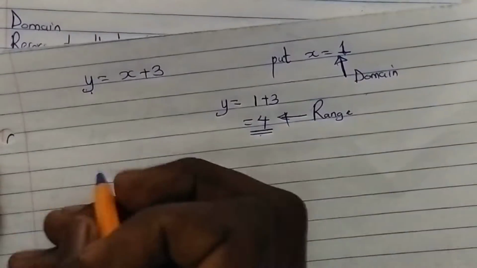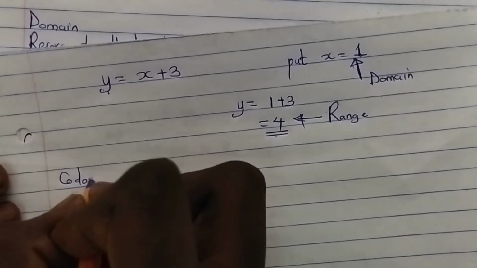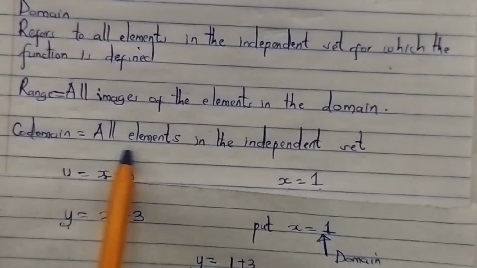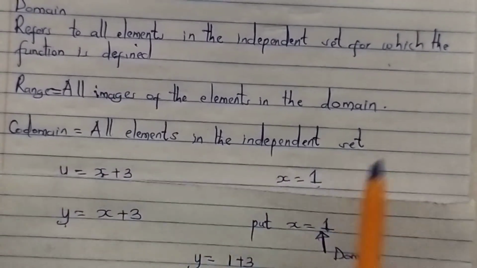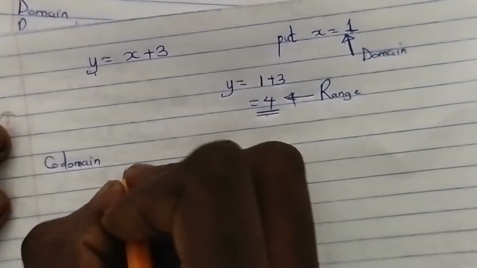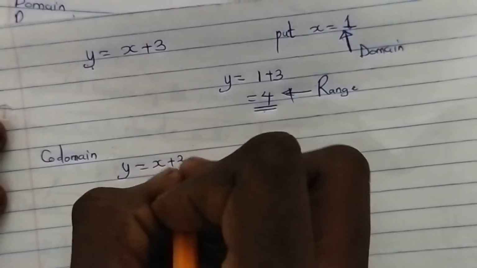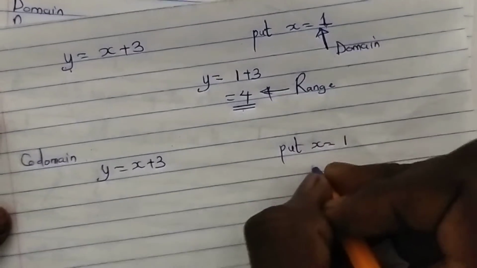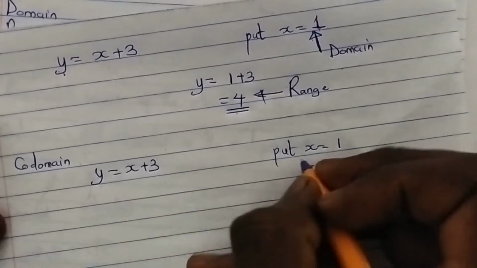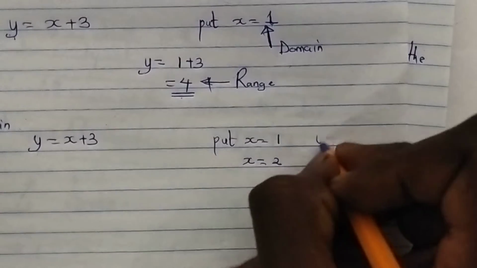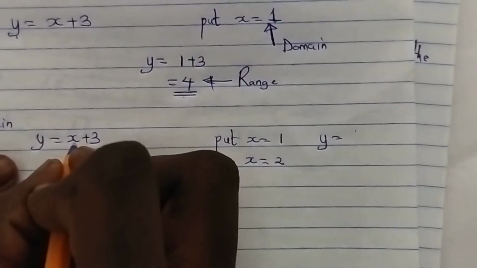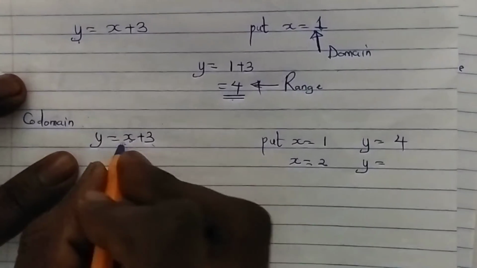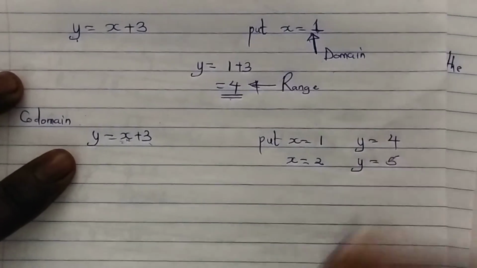Now we have one more that we are supposed to define, the one that we are calling a codomain. Now a codomain is all element in the independent set. Let me use this example. y is equal to x plus 3. You can decide to put x to be 1. You can decide to put x to be 2. Now when you put x to be 1, you will be finding y to be 1 plus 3 is 4. Put x here as 2, 2 plus 3 is 5.